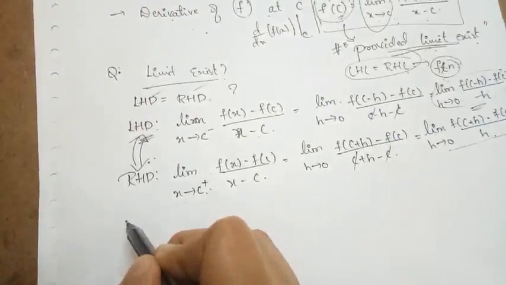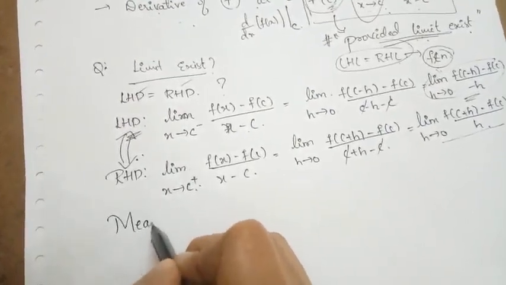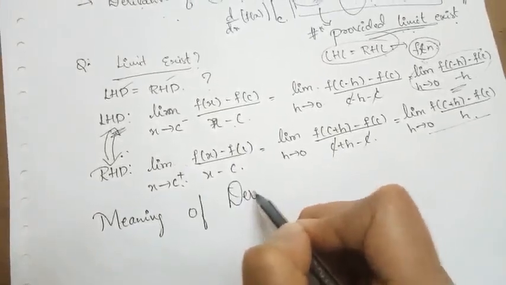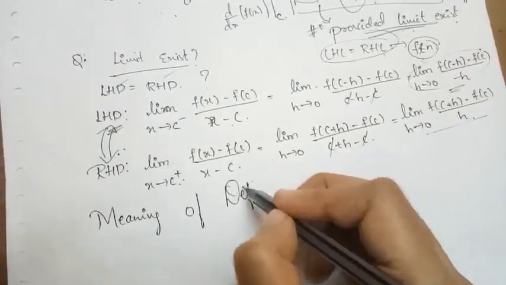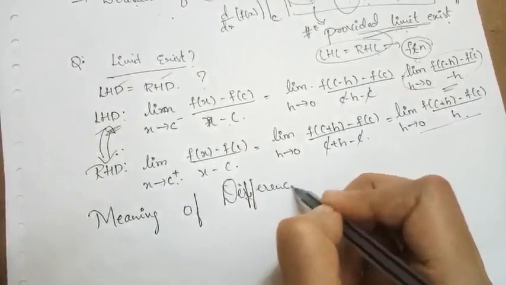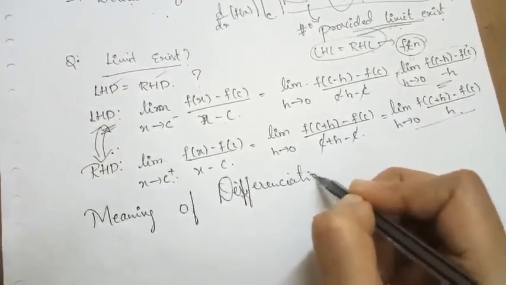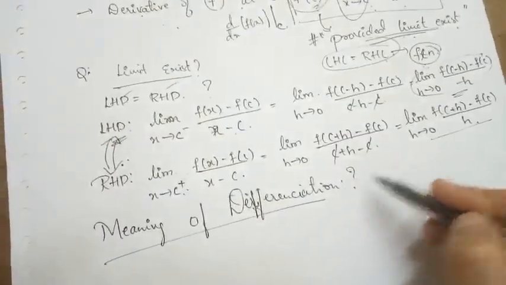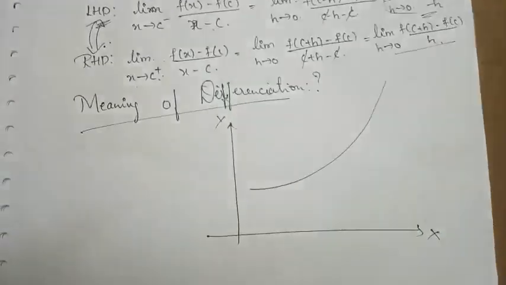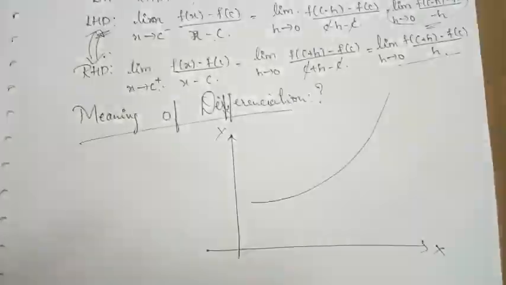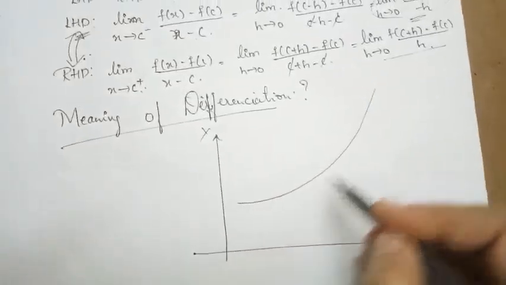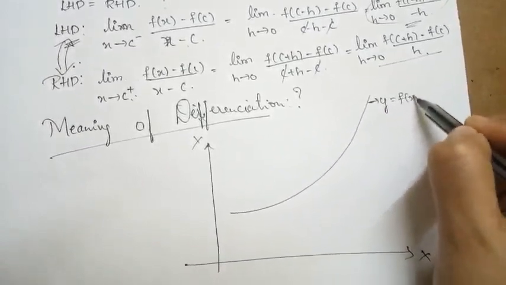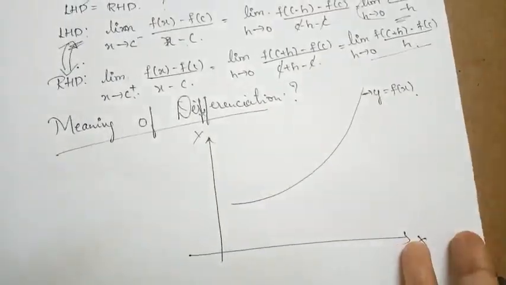So now let us understand the meaning of differentiation through the graphical notation. Let us understand the meaning of this differentiation graphically. To understand this, I have considered one of the curves. I will call this curve y is equal to f of x, and this is obviously our x-axis and y-axis.